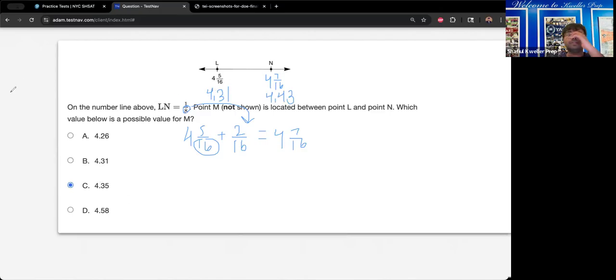How do I get the decimal? You can just divide. 5 divided by 16, do the long division. Like 3, 1, and then it continues. But I just know that it would be 4.35.